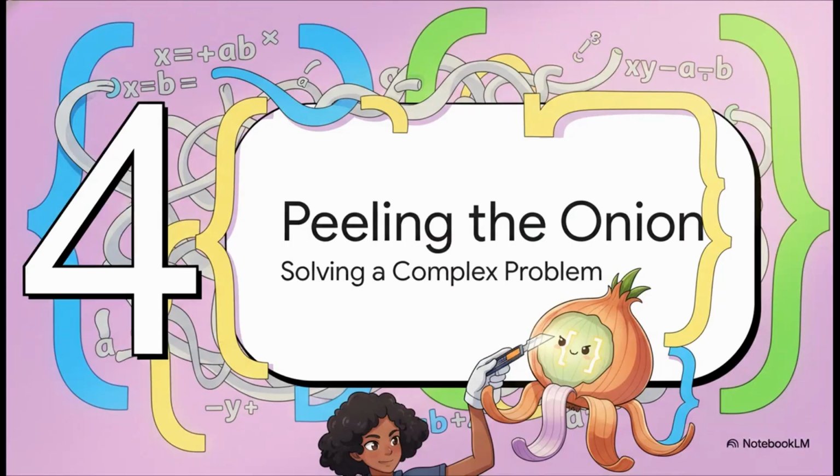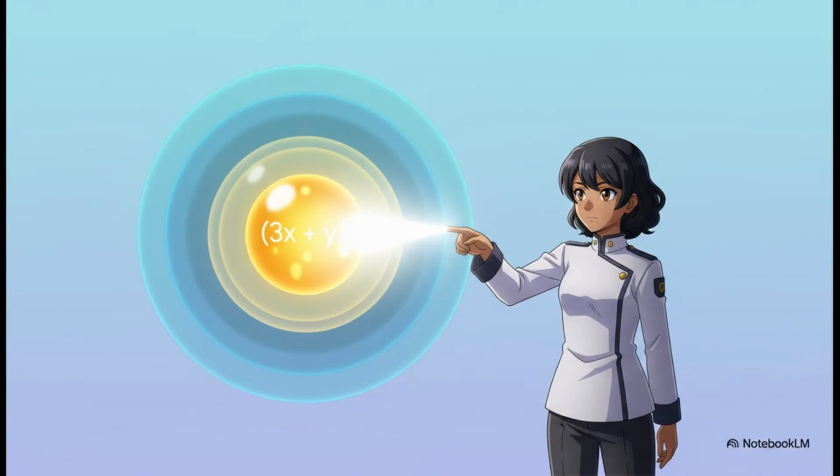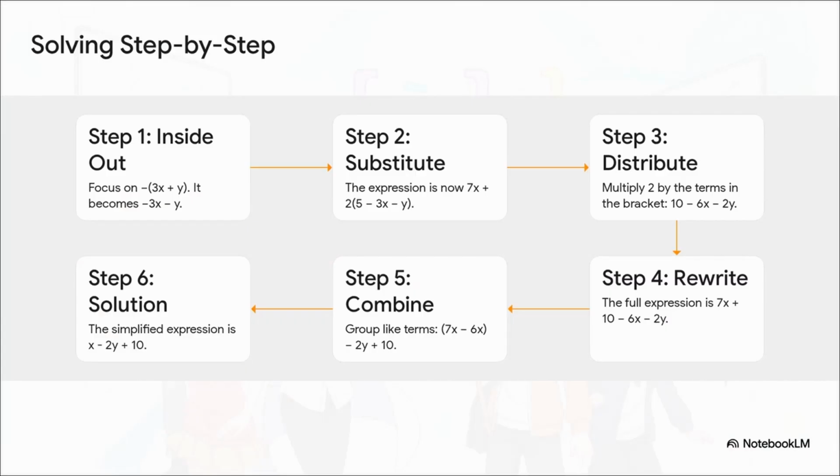Okay, so we've got our rules, we've got our metaphors. Let's tackle a problem that looks a little more intimidating. This one's got brackets inside of other brackets. It looks like a mess, but with our rules, we can just peel it like an onion, starting right from the center. Okay, deep breaths. This looks complicated, I know. But the key here is not to get overwhelmed by the whole thing at once. We are going to completely ignore the outside for now and focus only on the deepest, innermost set of brackets first.